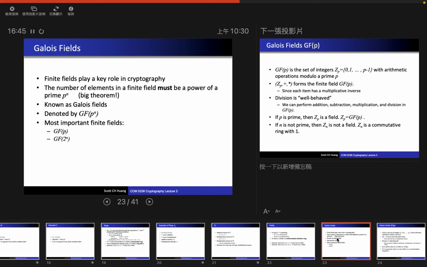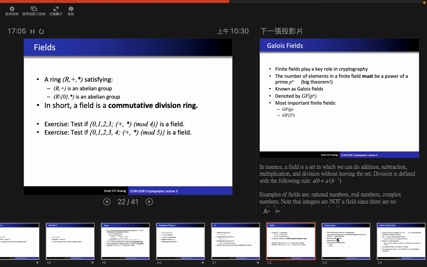And then we use GF something to denote this type of field. So GF p to the power of n. But we're not interested in all types of finite fields like this. We're only interested in 2 types. There's one called GFP, where p is a prime. Actually, we have just seen one of those, the field we saw earlier.